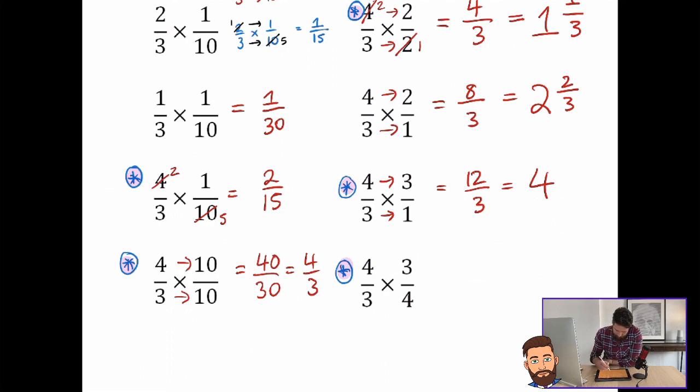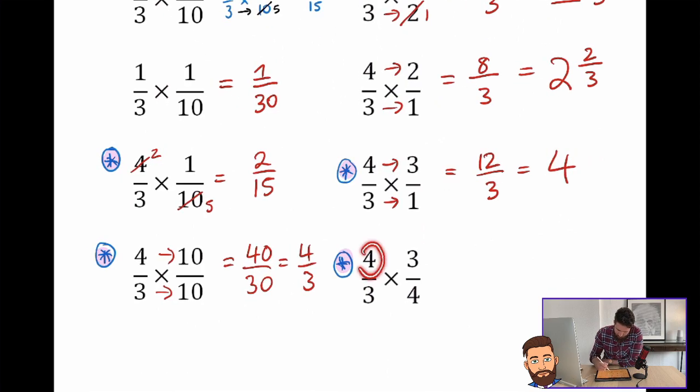And finally, if we look at the cross-cancelling method here, we can see that 4 and 4, what goes into both of those? Well, 4 goes into that once, and 4 goes into 4 once. And the same with these 3s. 3, 3, both can fit 3 into it, so that would be 1, and that would be 1. So this essentially is 1 times 1, and 1 times 1, so 1 over 1, which is just 1. Okay.